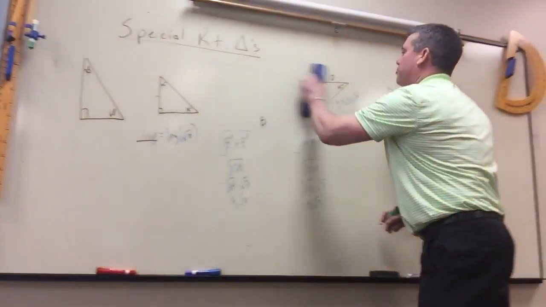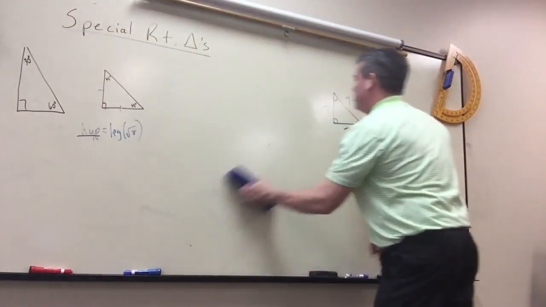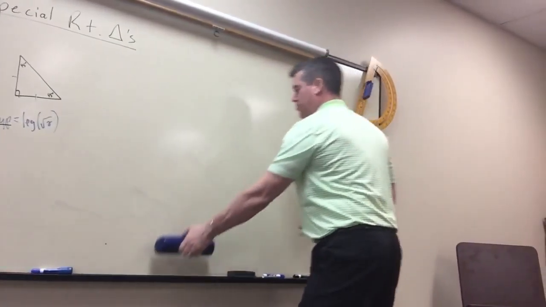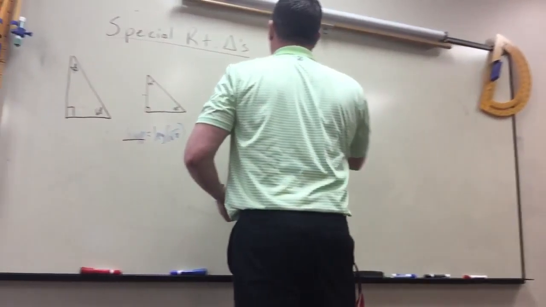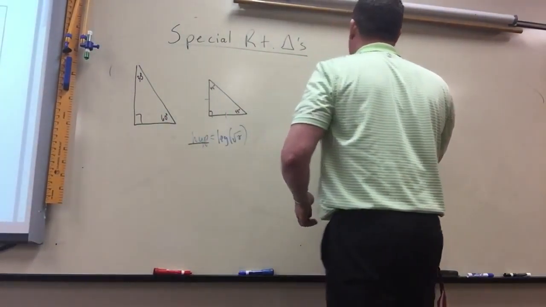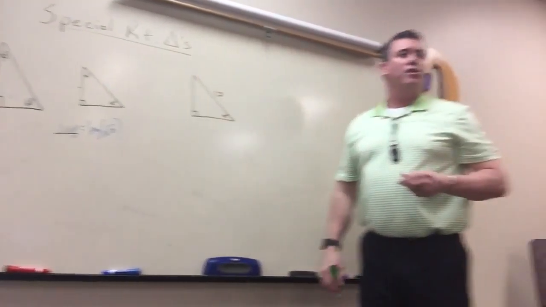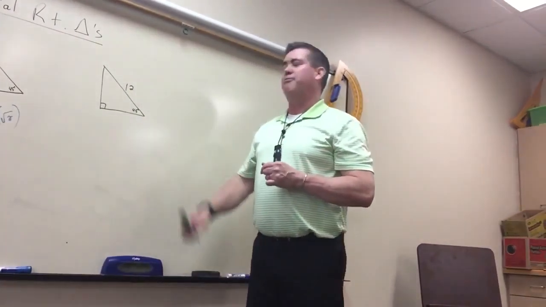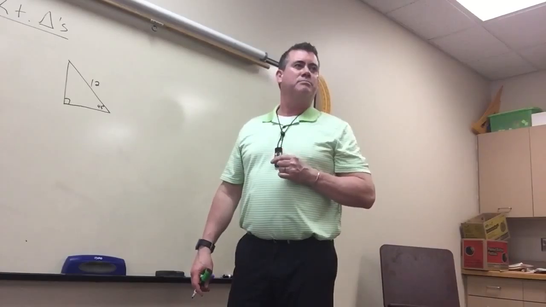Now, the other type of 45-45s are these. They gave us a leg. Sometimes they give you the hypotenuse. Wait, Mr. Hendrickson, you have to know both of the legs? Yes, you do. But in a 45-45, the legs are always the same. Okay.